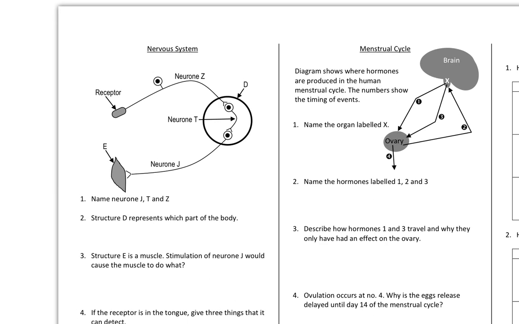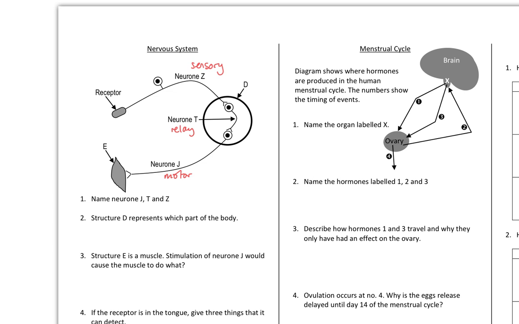So we've got a nervous system, and I have to name neuron J, T, and Z. So J, T, and Z. Anything else labelled on this diagram? Yes, brilliant, receptor. So that means that I can get neuron Z because I know that it's a sensory neuron. So Z is sensory. They're always connected to a receptor. Then it's going to go to a relay, and then it's going to go to a motor neuron.